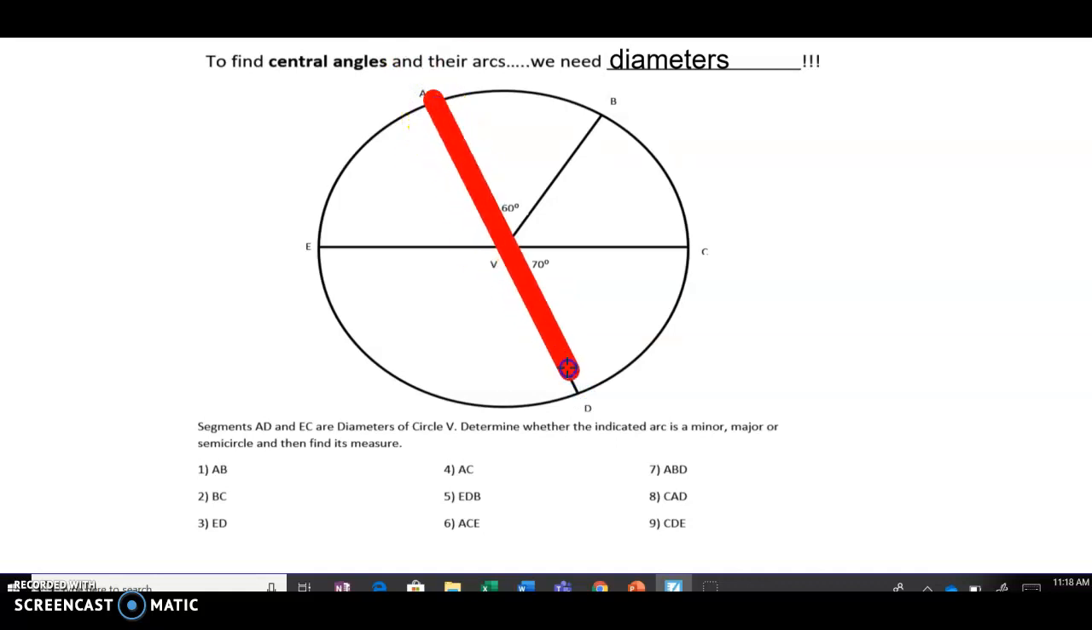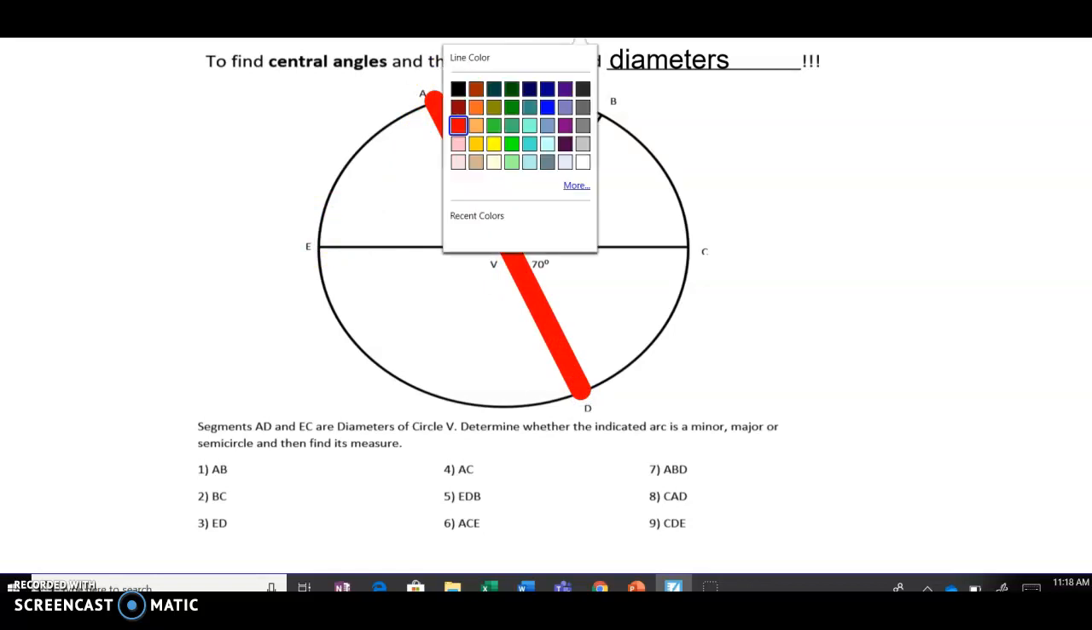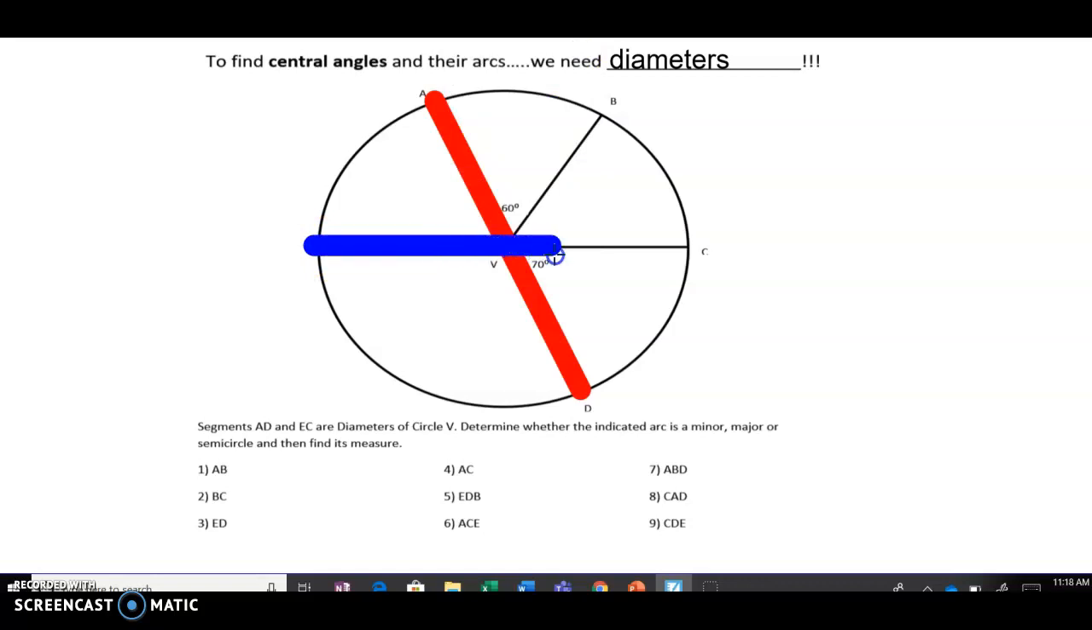So from A to D is a diameter. We also know that from E to C is also a diameter. Okay, so I know that this top half here is 180 degrees, this bottom half here is 180 degrees. I also know that this side right here is 180 degrees, and this side is also 180 degrees.